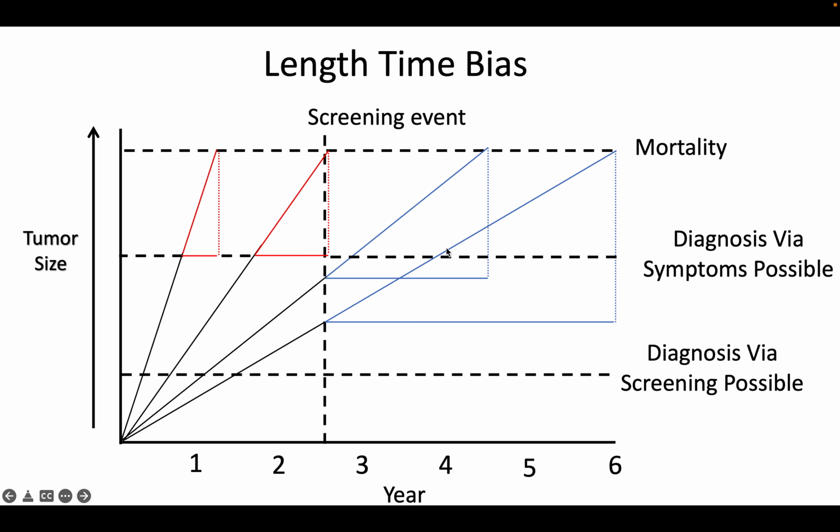If we draw a line down from each, just to illustrate how long they spent as a case, you can see that the individuals who didn't get a chance to be screened had a much shorter time as a case, whereas the longer, slow-growing tumors were more likely to be captured by screening, and their time as a case is much longer, even though they all got the disease at the same time.